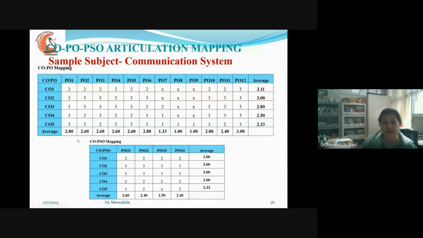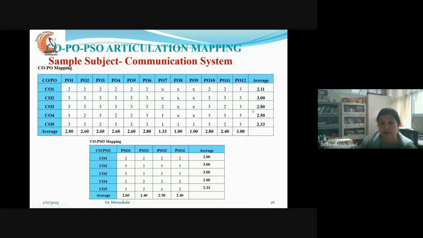So this is the mapping, and then you can do the averaging part just to quantify, because at the end of the day, yesterday also Dr. Avdesh was asking how we will see whether we have attained it or not. So these numbers will help us to justify our attainment of the course outcome at the end of the semester or at the end of the exam.